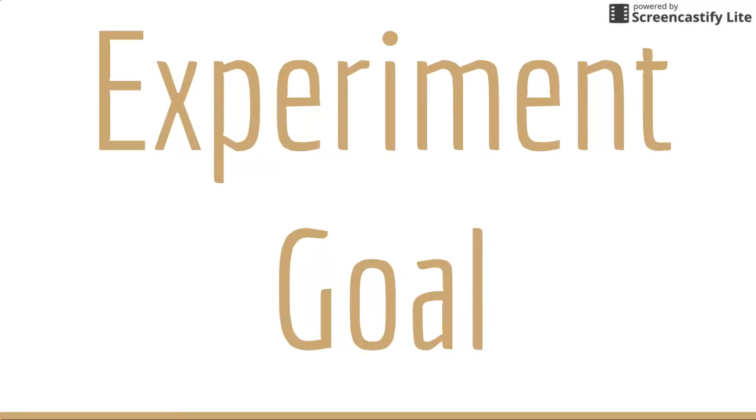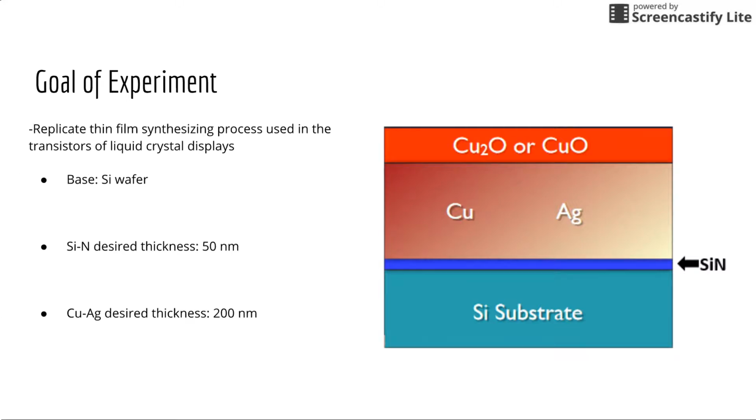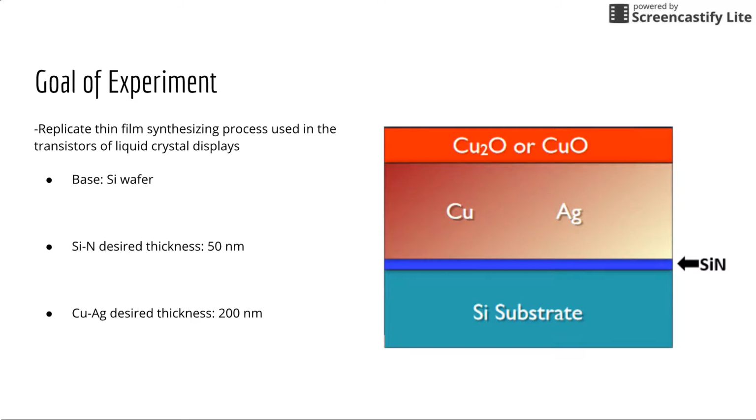The goal of the experiment. The goal of this experiment is to replicate the synthesizing process used in the transistors of liquid crystal displays. The first layer deposited on top of the silicon substrate was a silicon nitride layer. The next layer, co-sputtered on top of the silicon nitride, is the silver-copper layer.